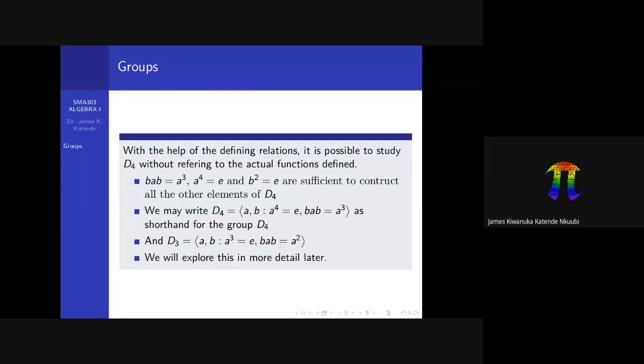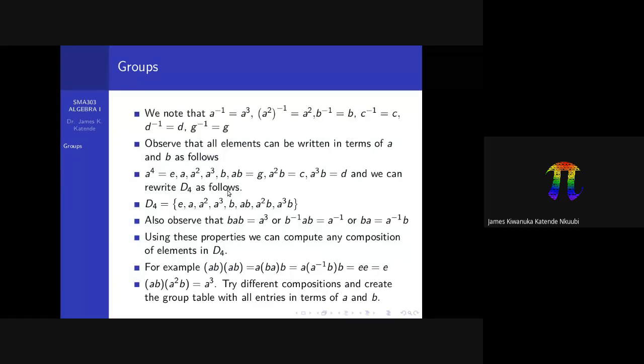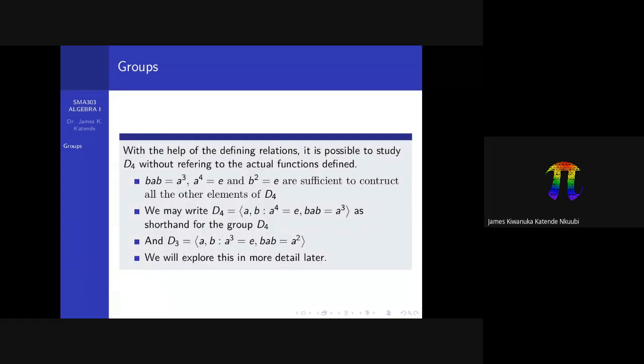So with the help of these defining relations, it's possible to study D4 without referring to the actual functions or even the diagrams that we're drawing. Once we pull out those relations, we're able to write D4 in this form, and then we can get products of any elements inside here just using these relations. So we no longer need the function, and we no longer need the diagrams now. That means we can just study everything algebraically now. And that's what we stated here.